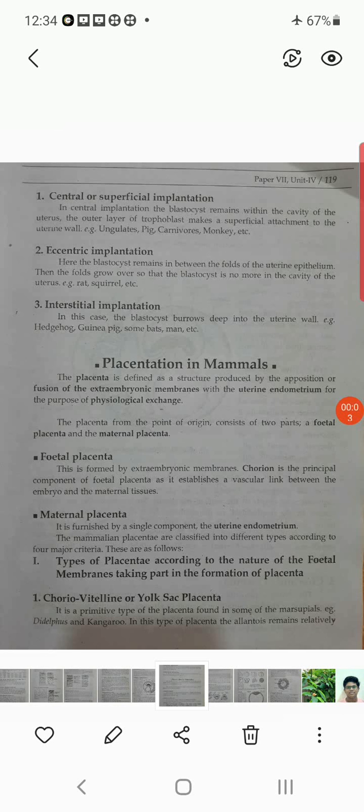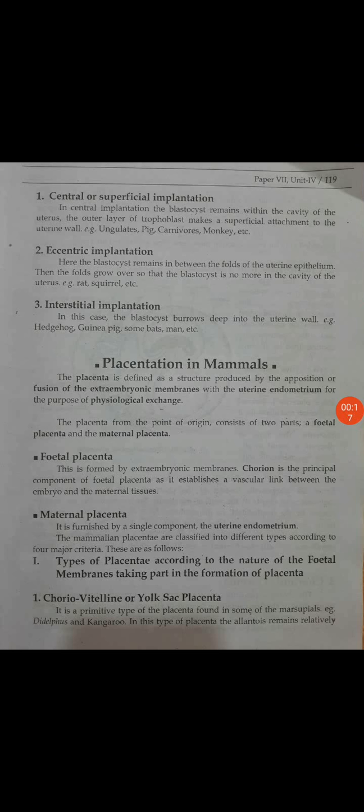Student, after completion of egg of mammal, we are proceeding to the placentation in mammals. Last lecture I told you about the implantation. Now once the embryo, that is the blastocyst, is implanted in the uterine wall, it gets connected with the uterine wall and the cells of the blastocyst. So one organ is formed, and that organ is called the placenta.